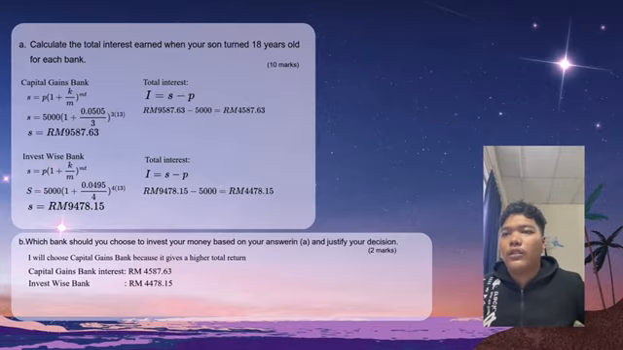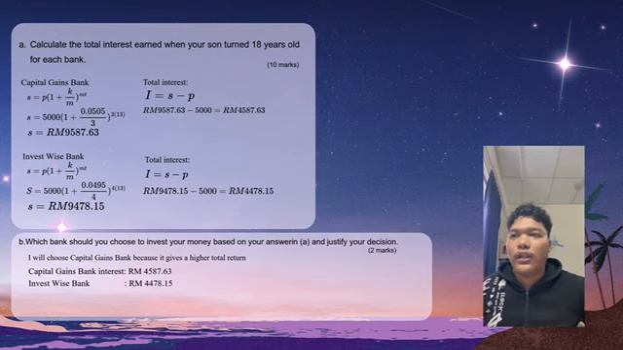Now we look at the first question. Calculate the total interest earned when your son turned 18 years old for each bank. Now we look at the first bank, Capital Against Bank. We use the formula S equals P bracket 1 plus K divided by M close bracket power of MT.